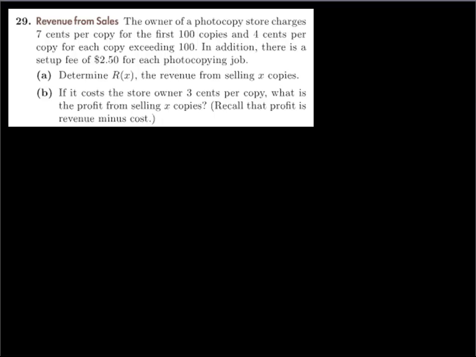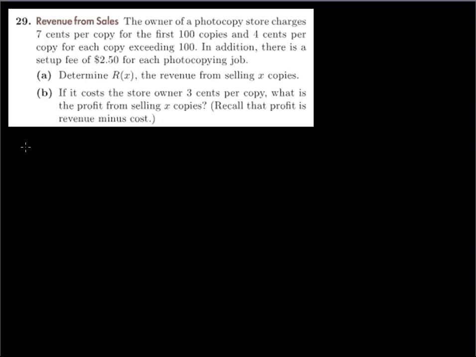So let's look at this. We have the revenue sales. The owner of a photocopy store charges 7 cents per copy for the first 100 copies, 4 cents per copy for each one exceeding 100. In addition, there's a setup fee of $2.50 for each photo job. Determine R of X, the revenue from selling X copies.